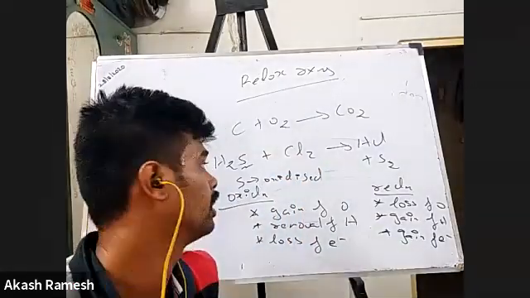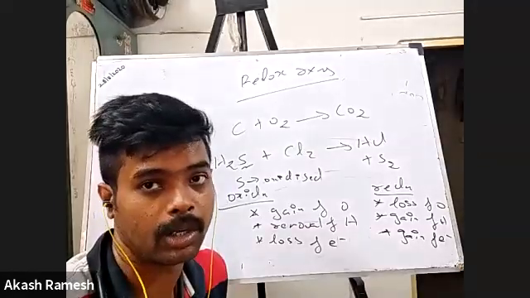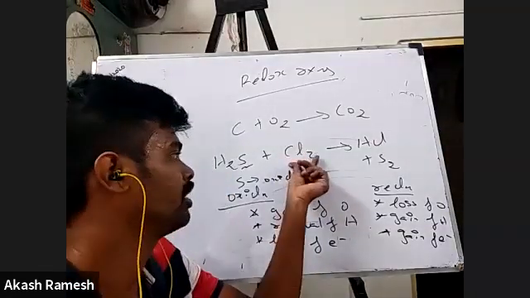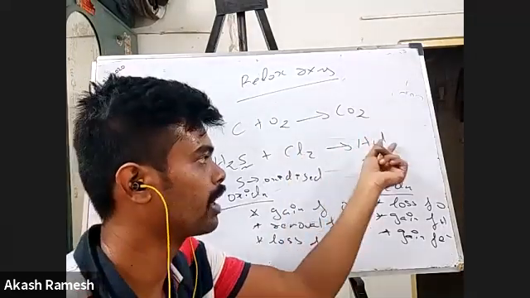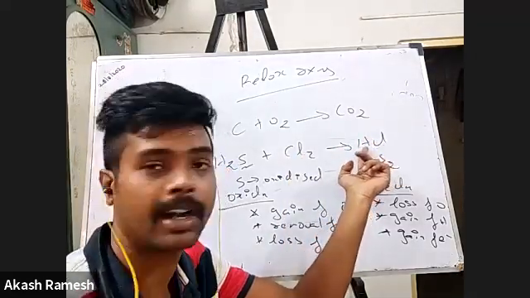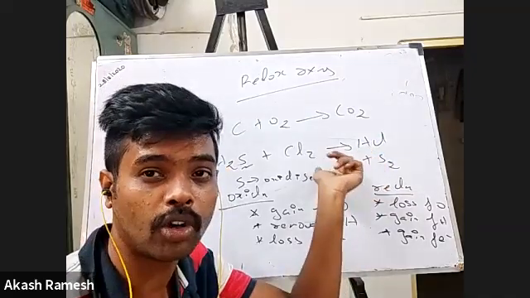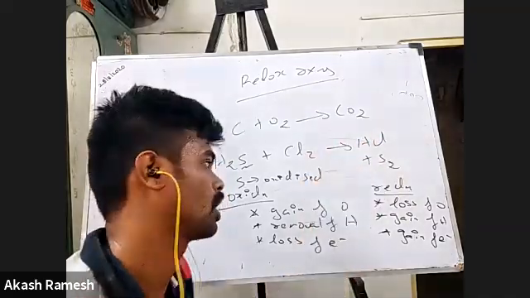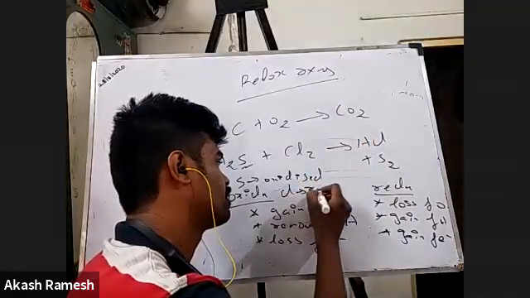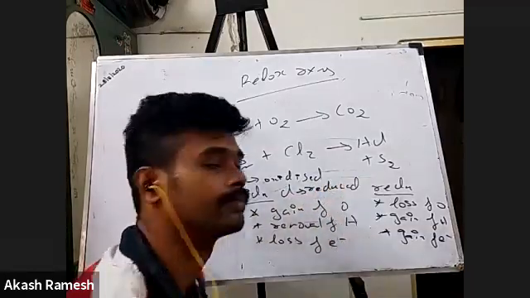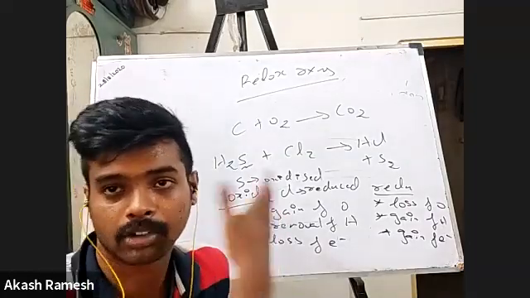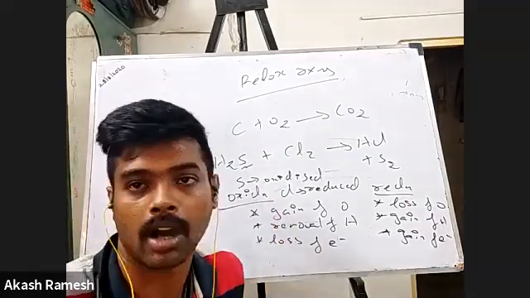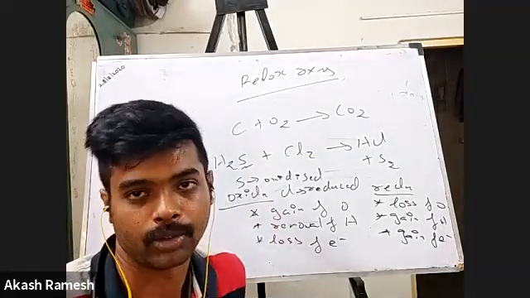Now let me look at chlorine. What is happening to chlorine? In the reactant side it was just chlorine, but on the product side I have added a hydrogen. So chlorine has gained hydrogen, and chlorine is the one which is getting reduced. So this is also a redox reaction, where one element gets oxidized and another element gets reduced.